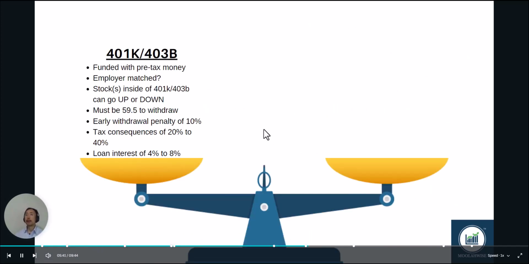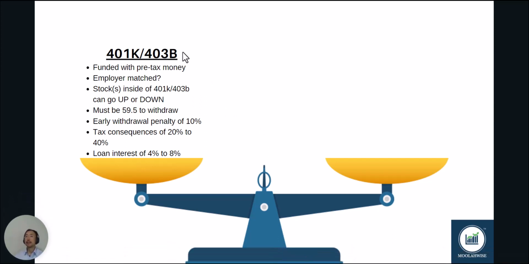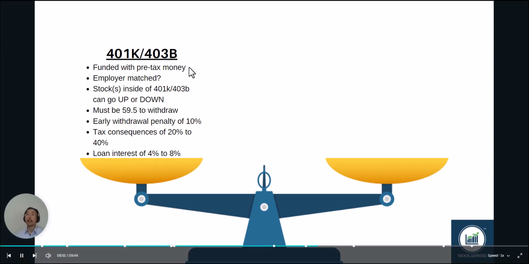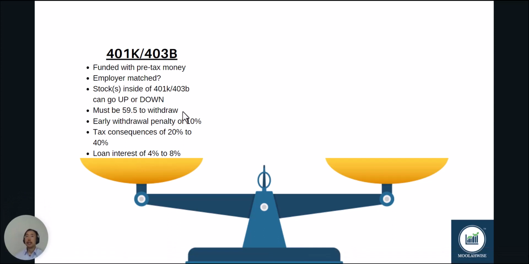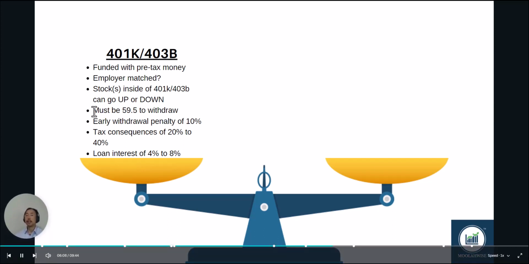So first, let's compare the highest levels of a 401k or 403b. It is funded with pre-tax money, and then you might have an employer match. The stocks inside of a 401k or 403b can go up or down, so it could be any value at any time, especially if it's down. The drawback is that you have to be 59 and a half to withdraw this money.